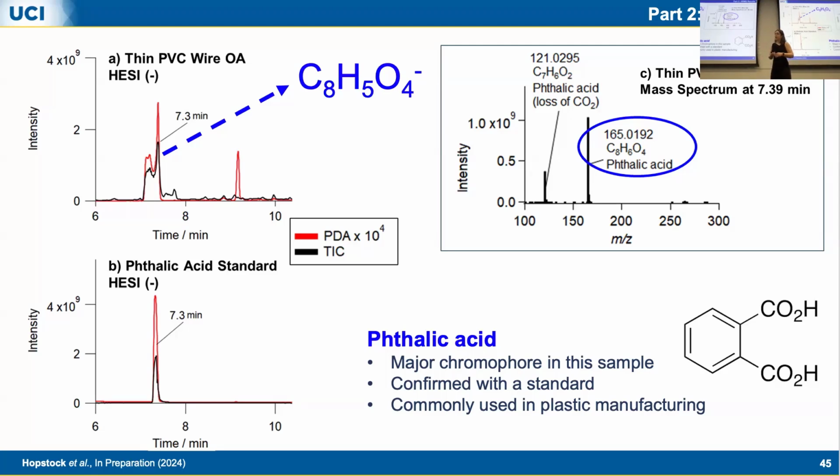The PDA absorption spectrum was the same, and then the mass spectra and the MSMS also looked identical. And so from that, we were able to identify phthalic acid as the main chromophore in this sample.